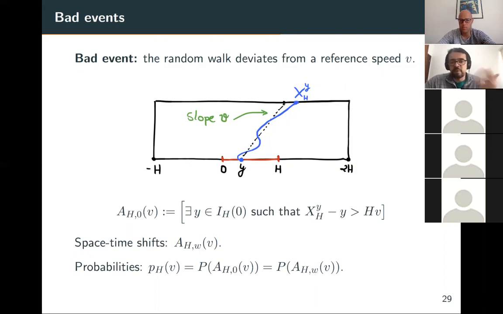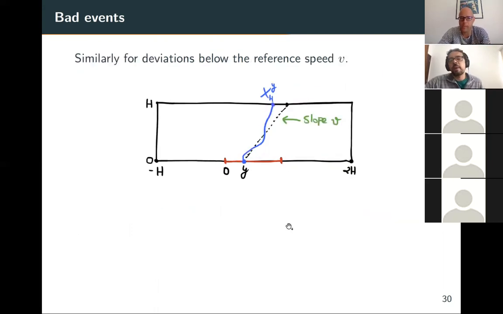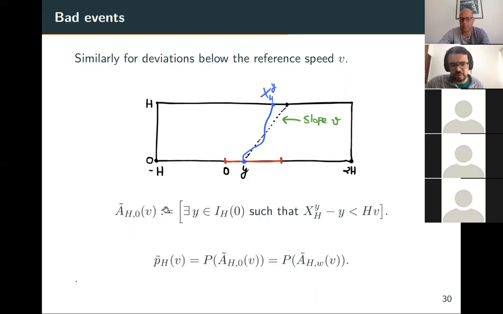I wish to show that this type of event cascades, like the events that Augusto considered in the first talk. But first, also sometimes I will look for deviations to the left of some slope as well. And just for notation, when I am looking for deviations to the left of a given slope, I'll put this tilde on top of the event and also on top of the probabilities here. This p tilde of v, H is just the probability to deviate to the left of a given slope v here.